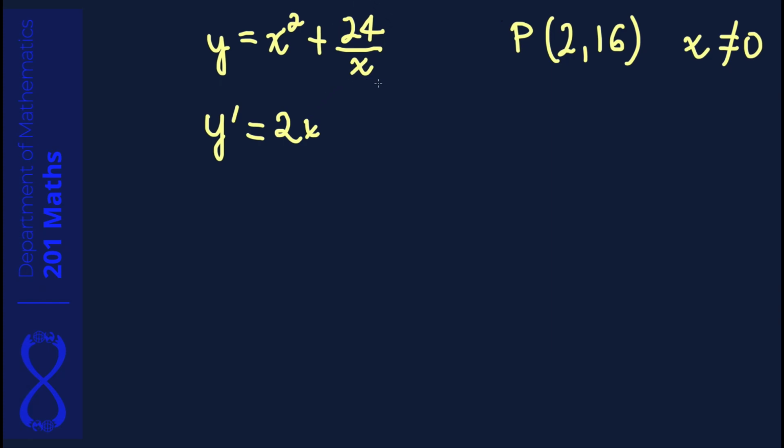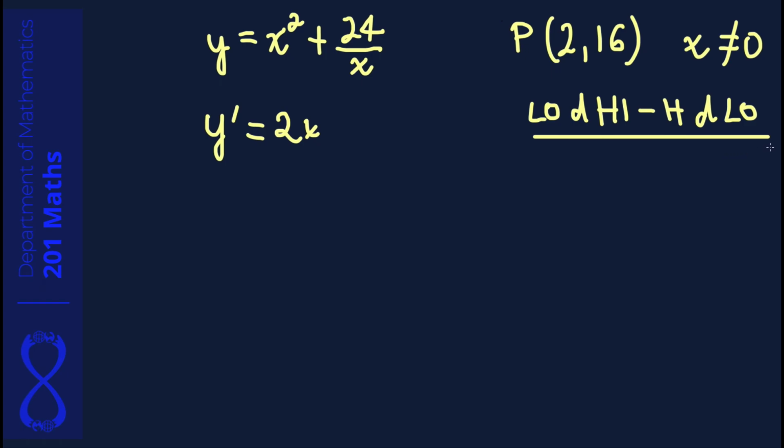And for the second term, we have a division, and in this case, we use the quotient rule. To apply the quotient rule, we go as follows. We do low times d high minus high times d low, all this over low squared. By low, we mean denominator. By high, we mean numerator.